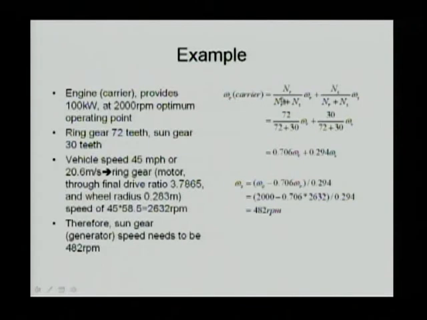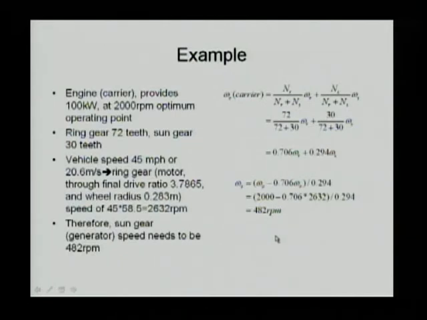Using the speed coupling expression, on the right hand side you can see that the carrier speed is equal to these two added together. We know the number of teeth, we know omega r right now. So the only unknown is omega s, because omega c is what we expected. So based on the expected 2000 RPM, we can calculate that omega s is 482 RPM.